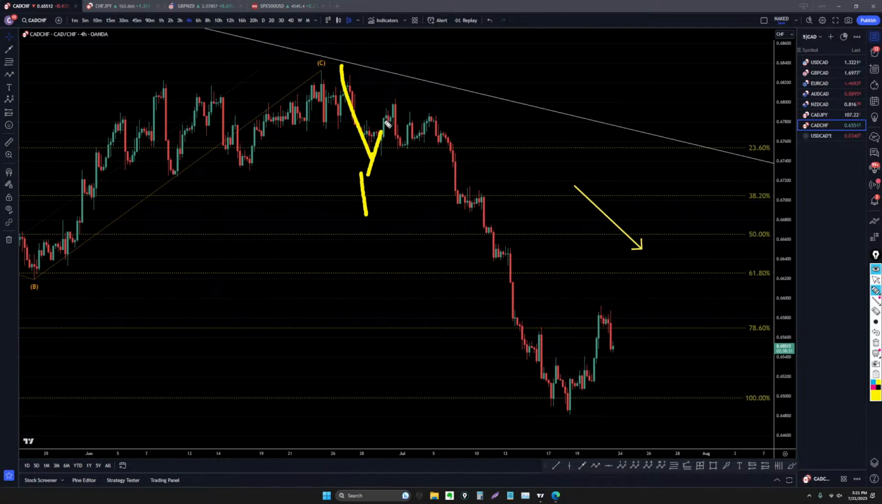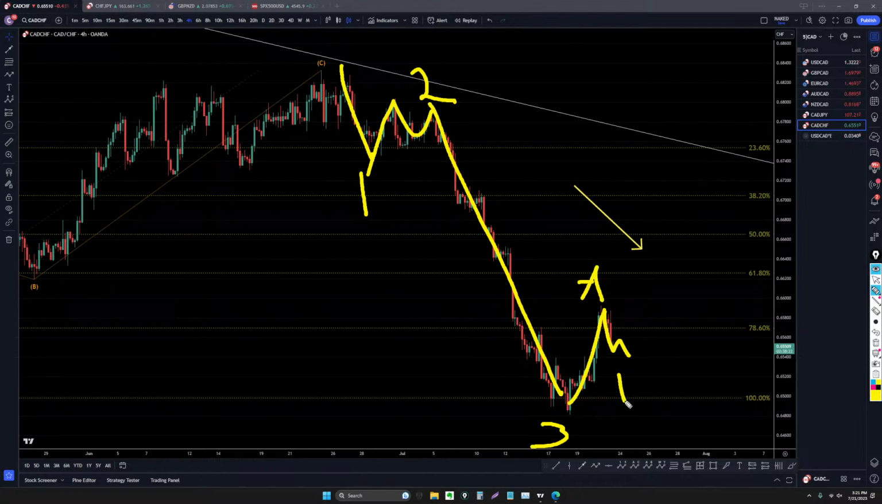This looks like a 1, this looks like an ABC of 2, this looks like a big wave 3. This looks like an A right here. They're probably in a wave B right now. And we're probably going to go up again for the C. And it's probably going to be a wave 4 and then back down again for a wave 5 of 5.